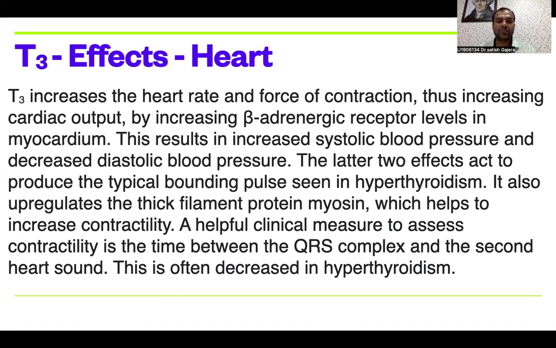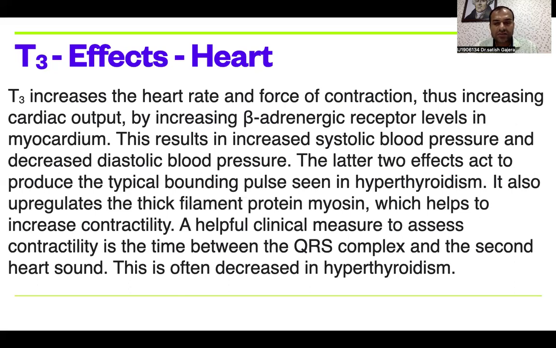It also upregulates the thick filament protein myosin, which helps to increase contractility. A helpful clinical measure to assess contractility is the time between QRS complexes. You can clinically judge the patient's contractility by the time between the QRS complexes. The time of QRS denotes the contractility of the myocardium.